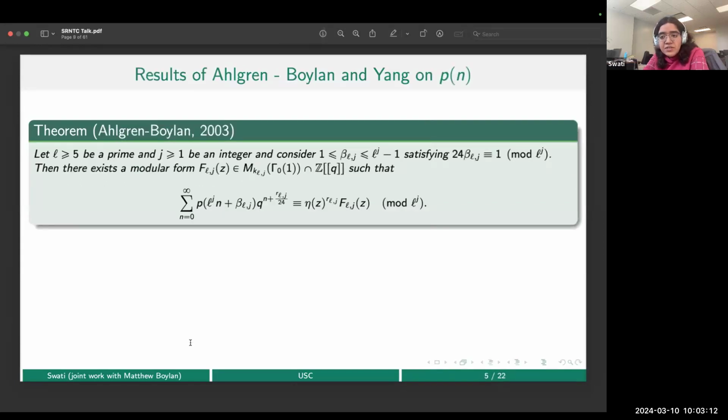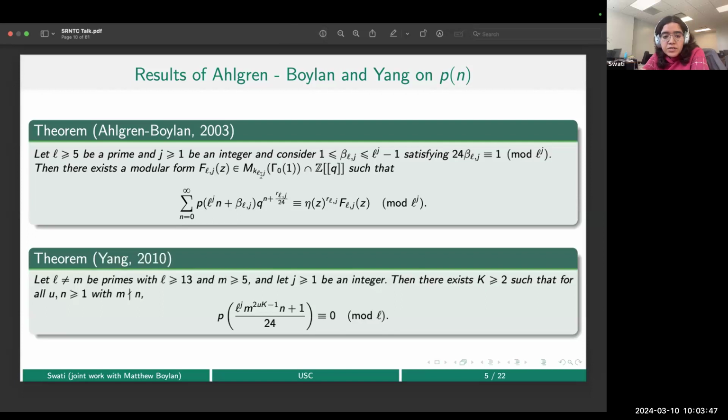Now, the first motivation for our result basically comes from the work of Ahlgren and Boylan. In 2003, they showed that if we take L to be a prime greater than or equal to 5 and J to be a positive integer, then we can identify this generating function for P of n in this arithmetic progression as a modular form of weight 1/2. And they do specify these parameters R and K depending upon the parity of J.